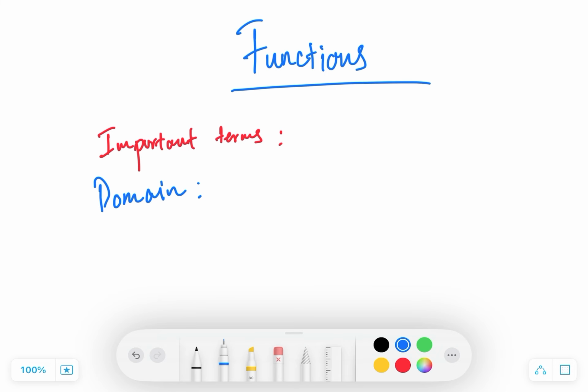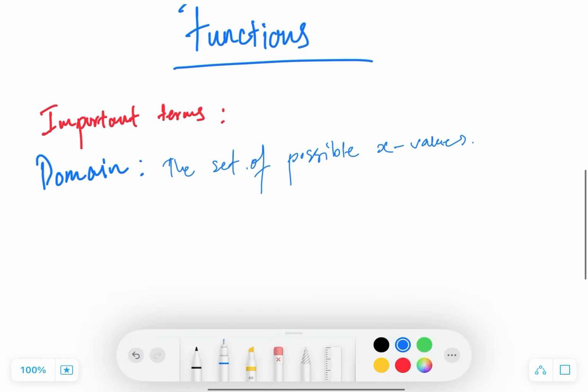of a function, right? So the domain of a function is simply all the x values you are allowed to use, or just the set of possible x values. Excuse my handwriting. So you can think of the domain as the input, like what am I allowed to plug into the function.